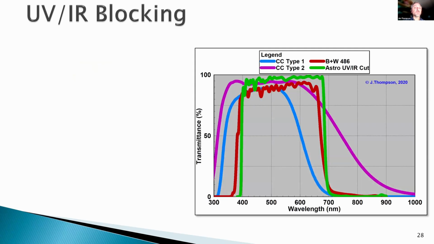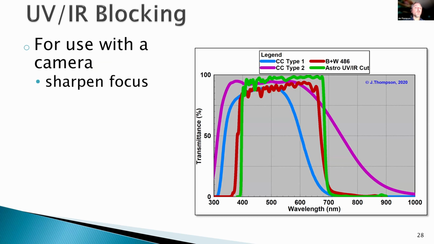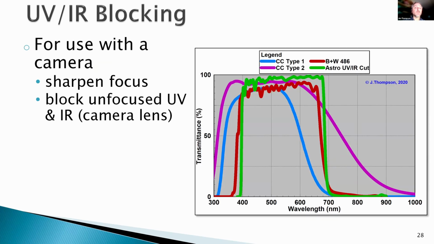The first special type of filter to discuss is the ultraviolet infrared or UV-IR blocking filter. This filter type is intended for imaging only, since the human eye is not sensitive to these wavelengths of light. UV-IR blocking filters are used to pass only the visible spectrum, resulting in sharper and better focused images. This is so because many lenses and telescopes, as I mentioned earlier, are designed to properly focus only visible light, not UV and IR as well.